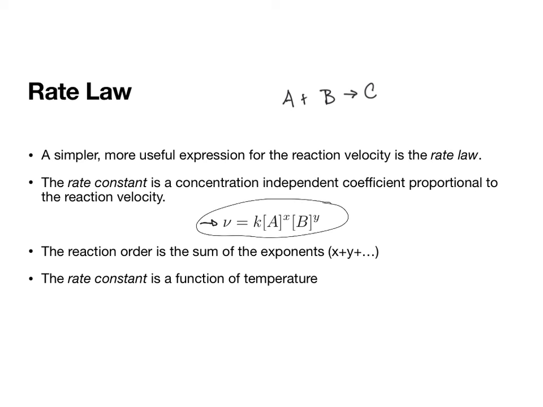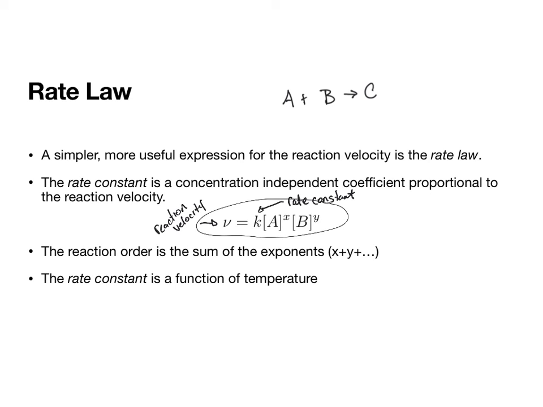This nu is our reaction velocity. So it is the rate of the reaction. k is what is known as a rate constant. And it is a coefficient that is proportional to the reaction velocity. So this is sort of a scaling factor, I guess would probably be the best way. It is concentration independent.